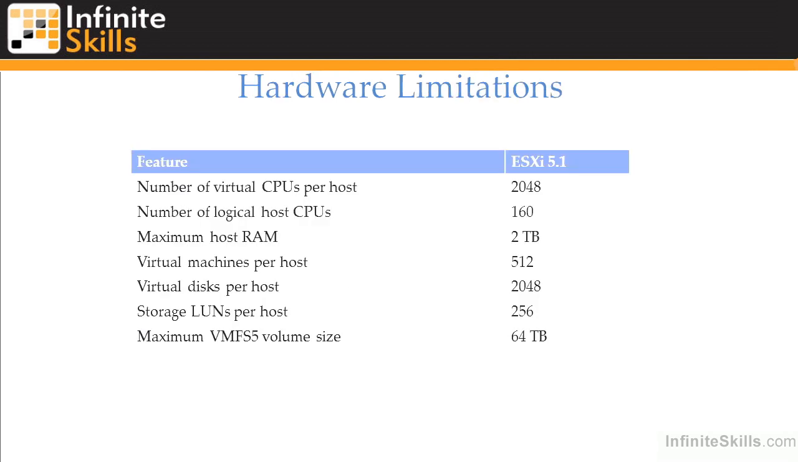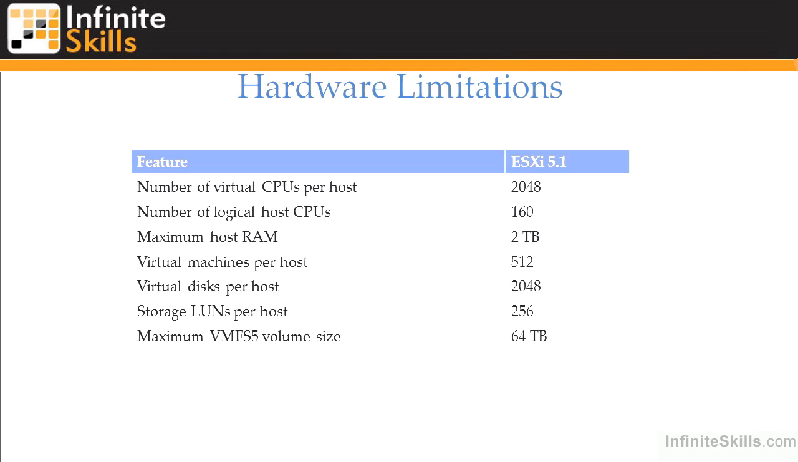So in terms of the limitations of ESXi 5.1, we can see that they're quite high and they've been increased quite a bit, almost double or more in some cases from what we had in, say, ESXi 4.1 or ESX 4.1. So we can see that we can have up to 2,048 virtual CPUs per host, up to 160 logical host CPUs, which would be really cores, and/or hyperthreading, which will be seen as 2 logical CPUs, up to 2 terabytes of physical memory in our ESXi servers, up to 512 virtual machines on one ESXi server, up to 2,048 virtual disks on 256 different storage LUNs that are presented from local storage or iSCSI or Fibre Channel.